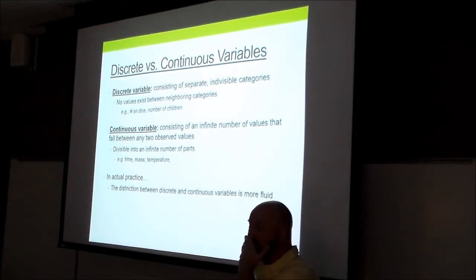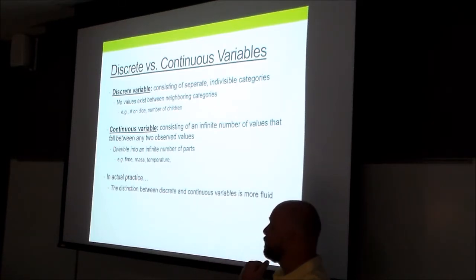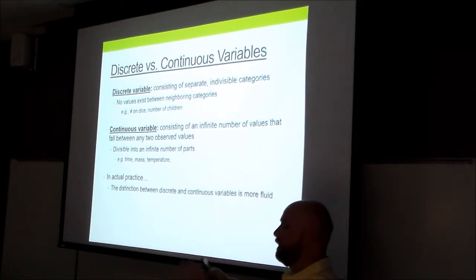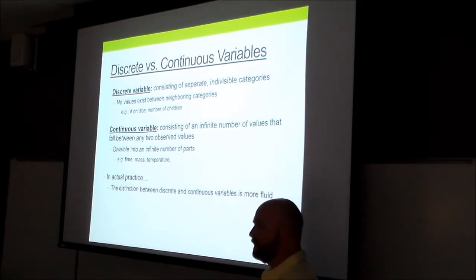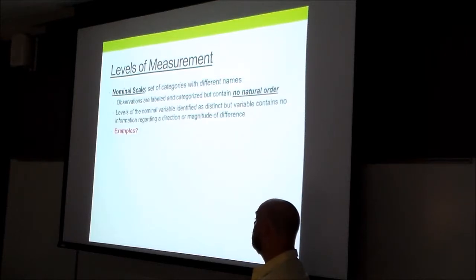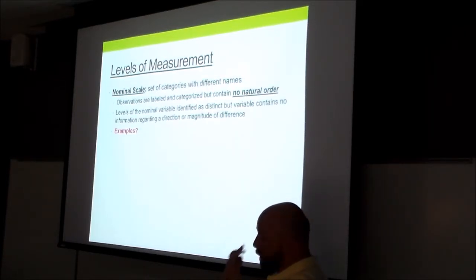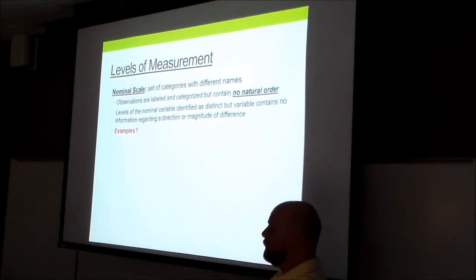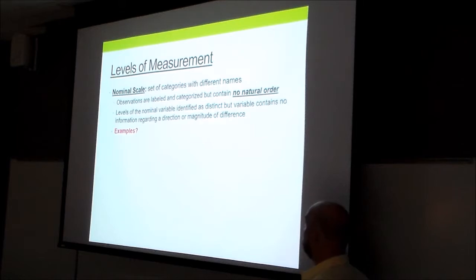Okay, so this is fine. Dichotomy in actual practice, we play a little fast and loose between discrete and continuous. Okay? If we're talking about levels of measurement, at the very bottom level we have our nominal scales. These are sets of categories with different names.